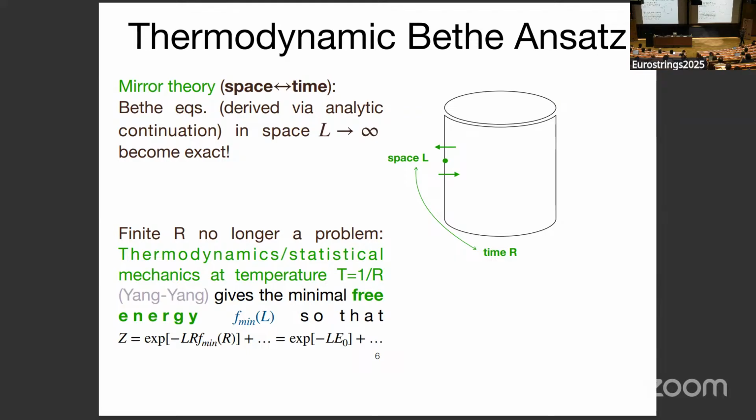The price you have to pay, of course, is that now you ended up with a compact time. But you know, thanks to Yang and Yang, that you can deal with it, promoting it to be the inverse of a temperature. So you have to introduce some thermodynamics to compute your partition function on a cylinder. You can do it at leading order by minimizing the free energy obtained from the scattering matrix. And then on the right-hand side, the same partition function is given at leading order by the ground state energy you are looking for.